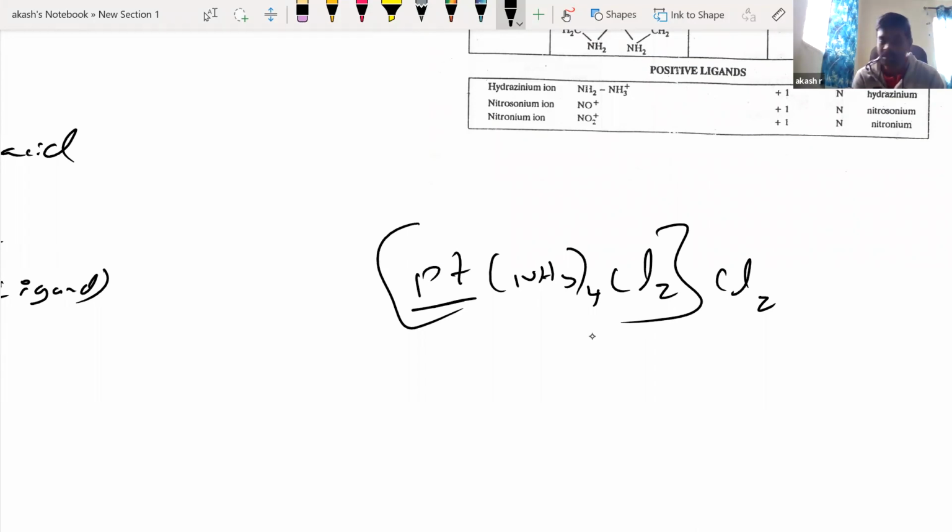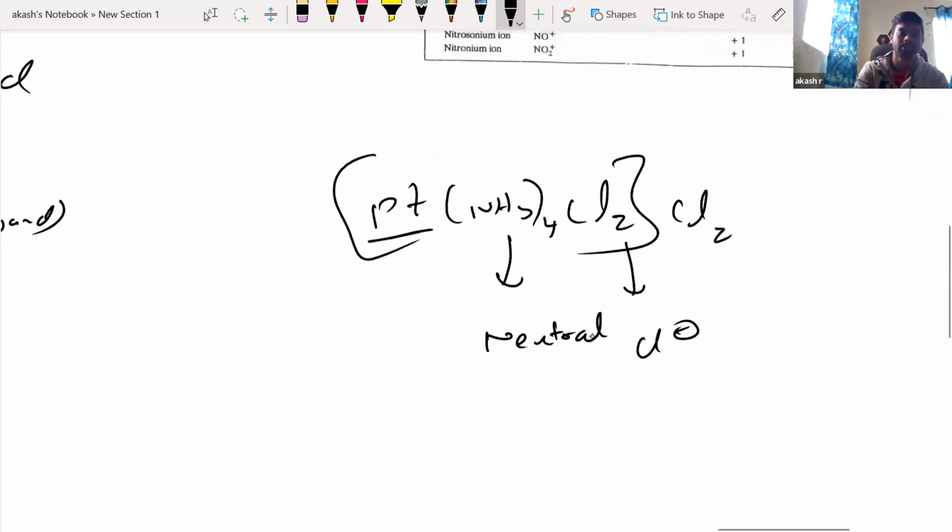what are all the negatively charged ligands, and what are all the positively charged ligands. We know that ammonia is a neutral ligand. We have to know this. Again, H2O is a neutral ligand, right? There are only a few neutral ligands, we have to remember them. Okay, and obviously Cl is nothing but Cl minus.